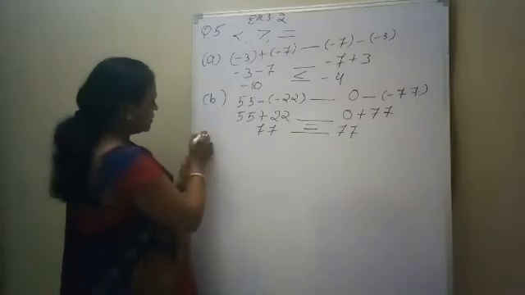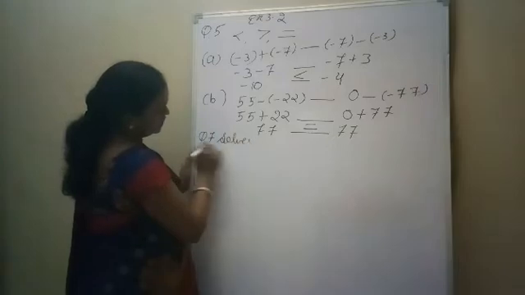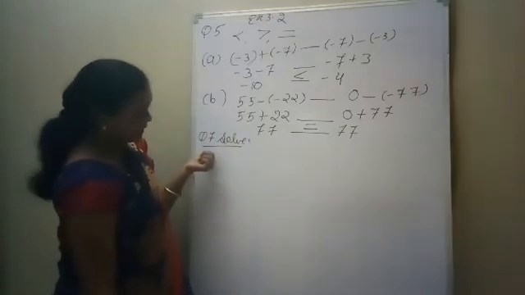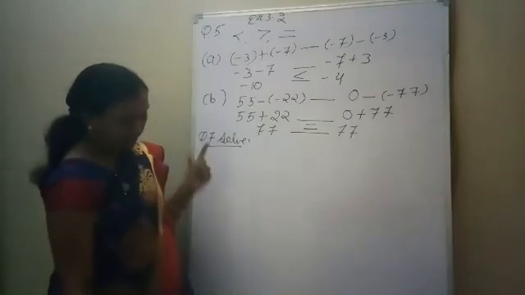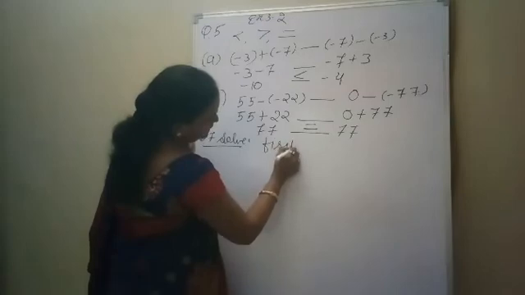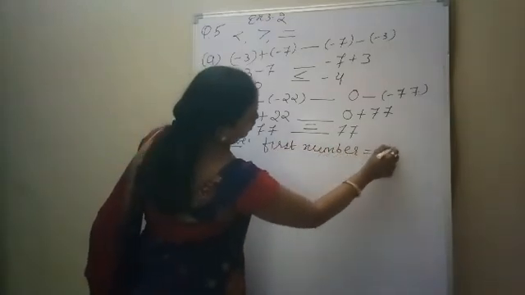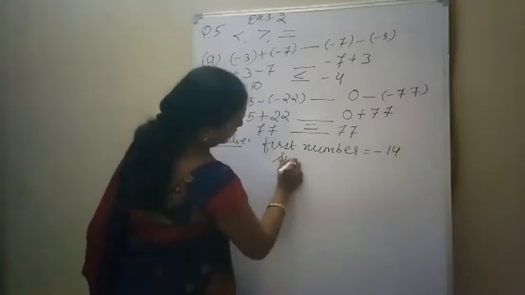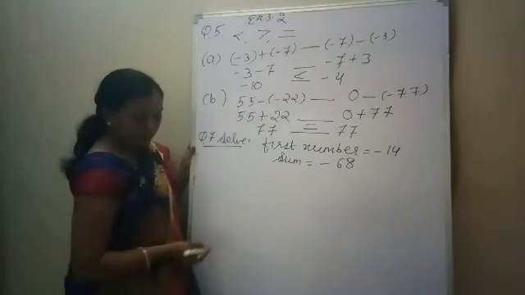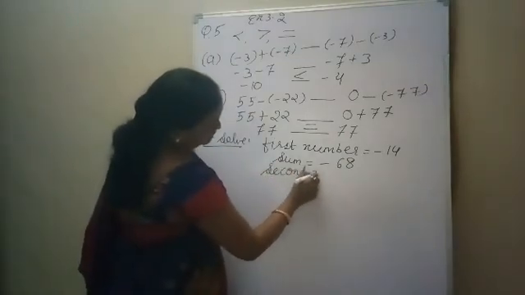And question number 7 is there. It is a word problem. In this question, what number should be added to minus 14 so that we get minus 68? In question number 7, the first number is minus 14 and the sum of the numbers is given as minus 68. So we have to find out the second number.